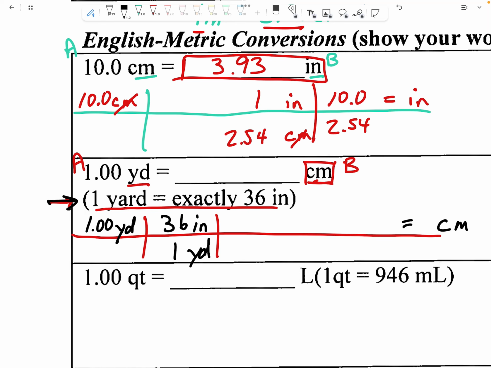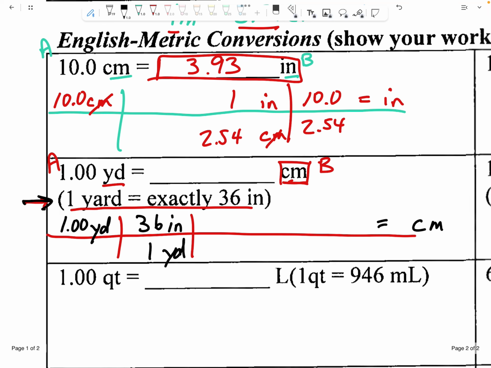We need to convert inches to centimeters now. Well, there is a conversion that I gave you earlier. 1 inch equals 2.54 centimeters. Okay, so now we can use that conversion. Since inches is in the upper left, we have to put inches down here. And since we're trying to find centimeters, we need to put centimeters right there. The number that goes with centimeters is 2.54. And the number that goes with inches is a 1.